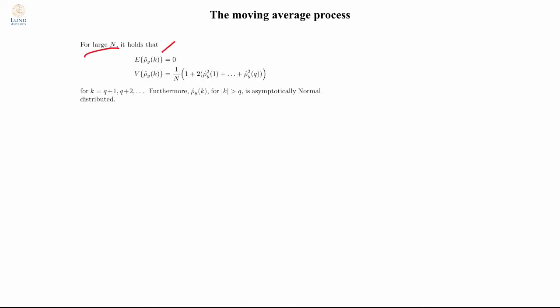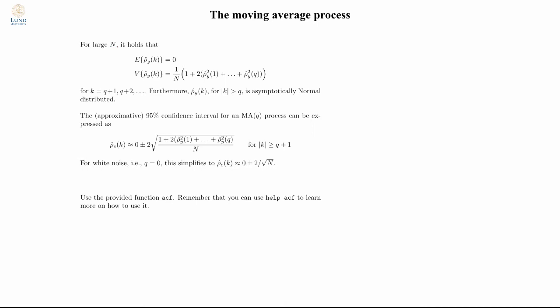For a large data set, the mean of the autocorrelation function will be 0, and the variance will be dictated by this seemingly rather complicated expression, and the autocorrelation function will be asymptotically normally distributed, which is an important fact. This means that we can form a 95% confidence interval as 0, which is the mean, and the square root of the standard deviation times 1.96, but as you know, it will be about 2, so we'll just say 2, because there are so many approximations here.